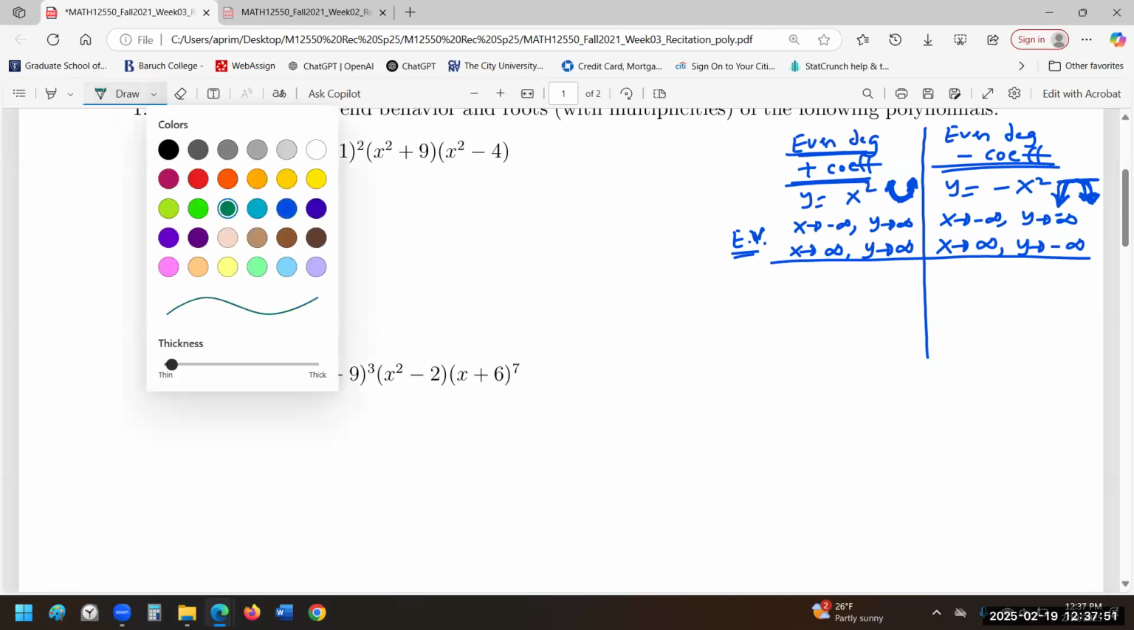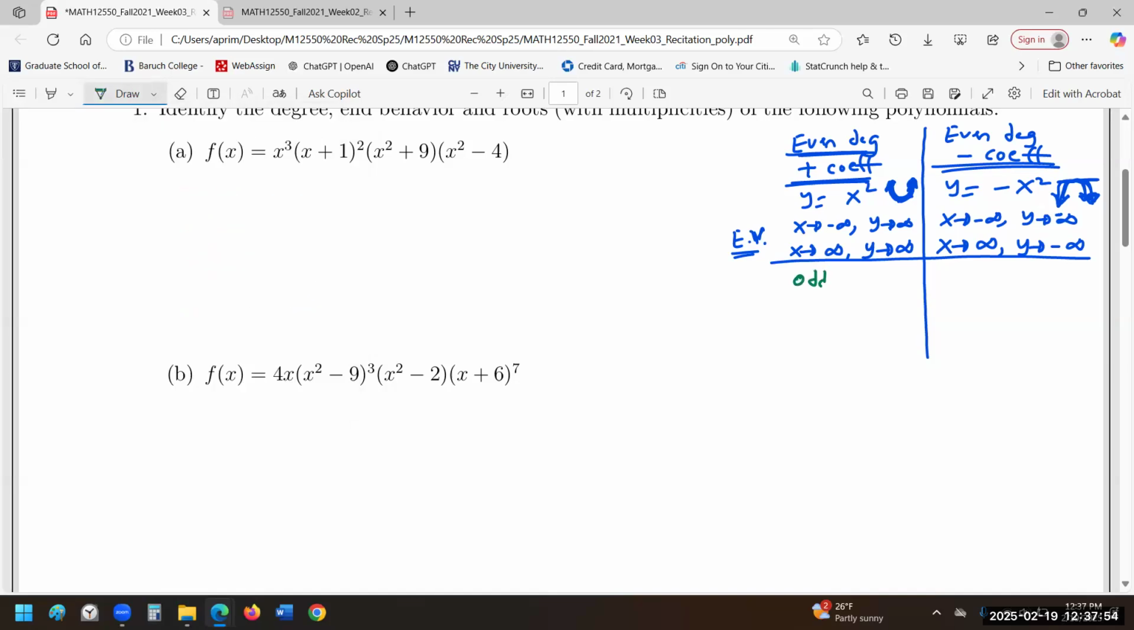Second thing we have is odd. Let's say we have odd degree and positive coefficient. Now, odd degree positive coefficient, the best example is y equals x cubed. And y equals x cubed has this shape. The left side is going down. It means when x is getting smaller, y is also getting smaller. And when our x is getting bigger, y is also getting bigger.